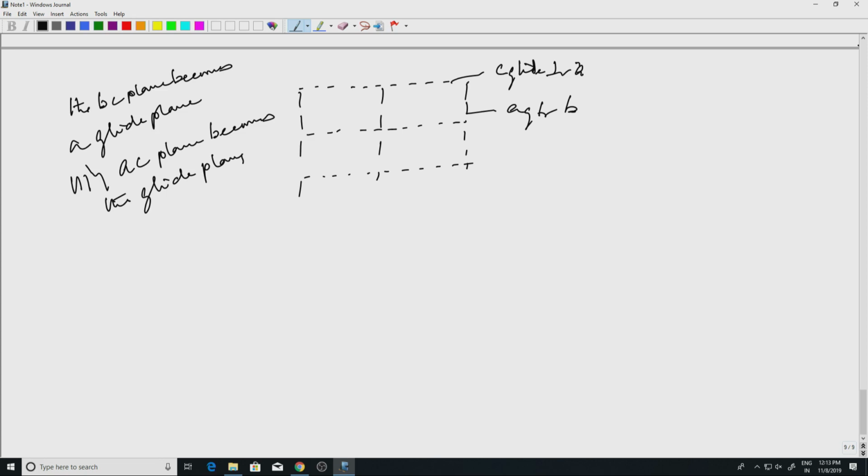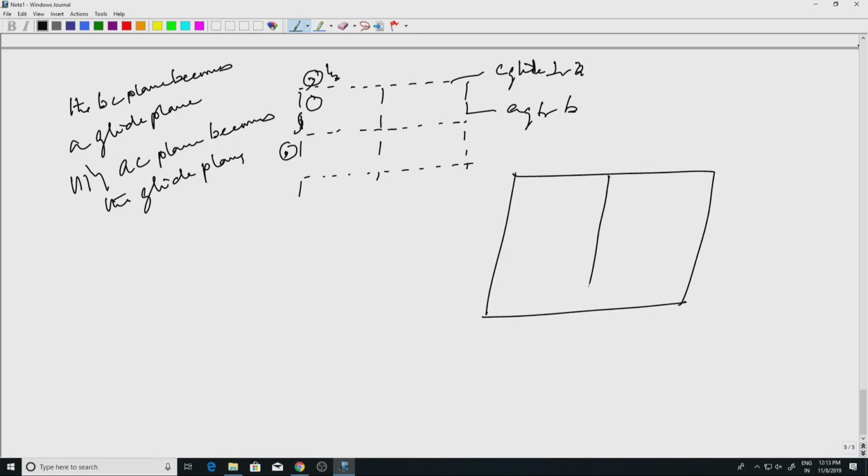Now when we operate, it goes here, it comes here. Now we should get a 2-1 screw. The 2-1 screw is generated at this point, but that has to be shifted. So now what happens? Shift the glide.